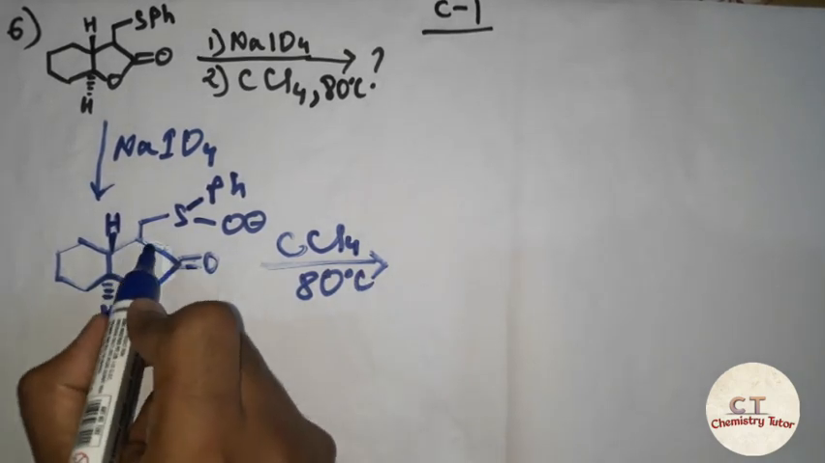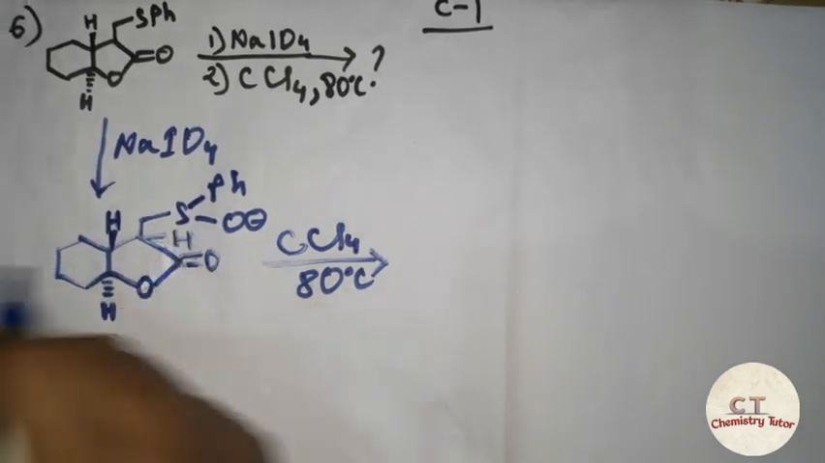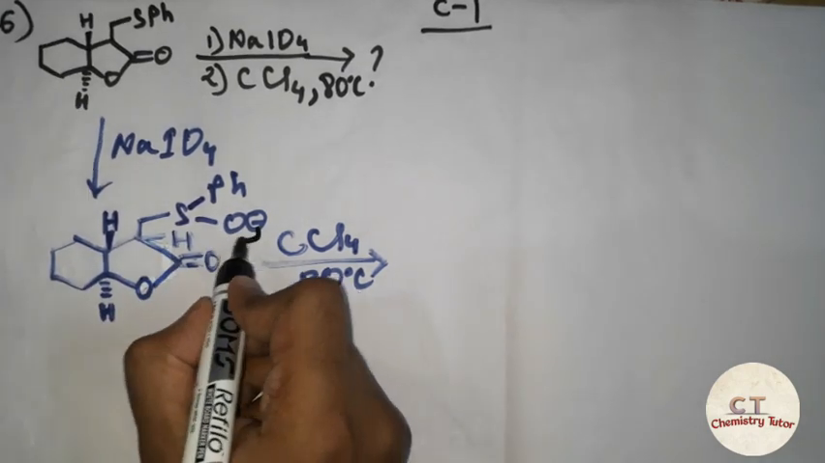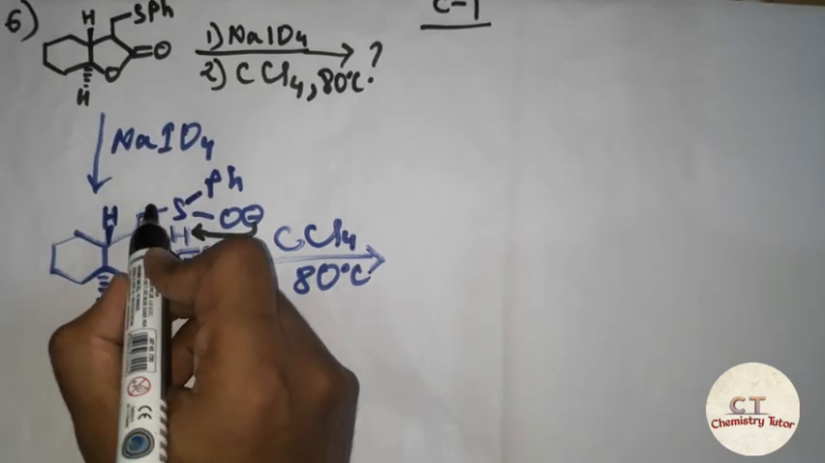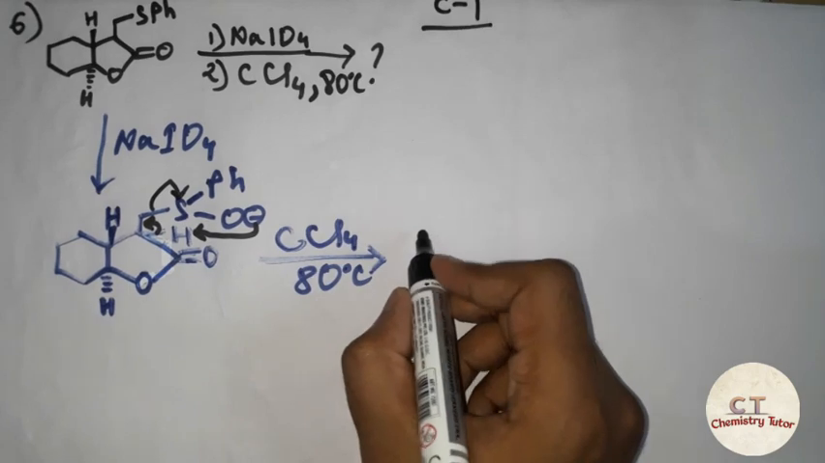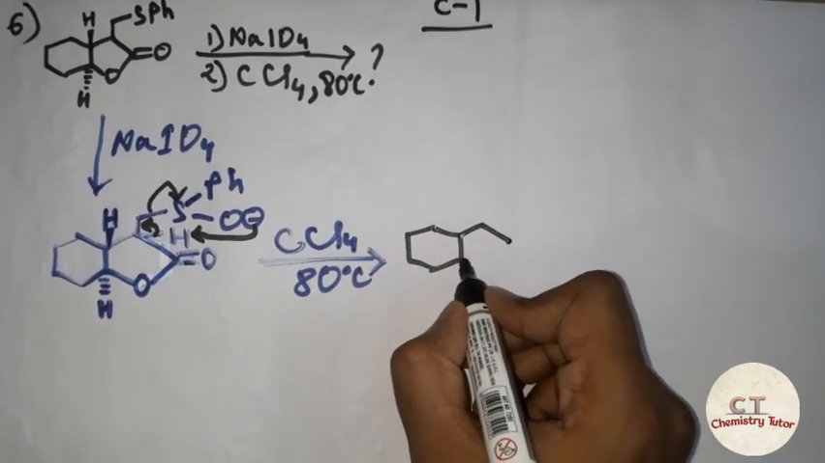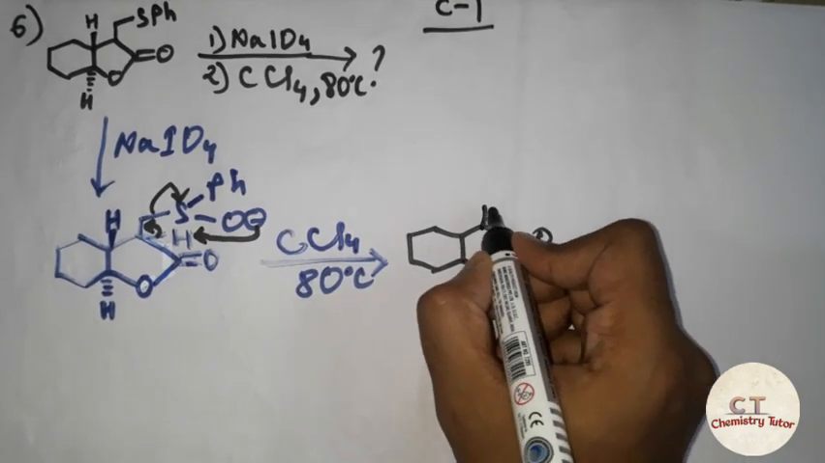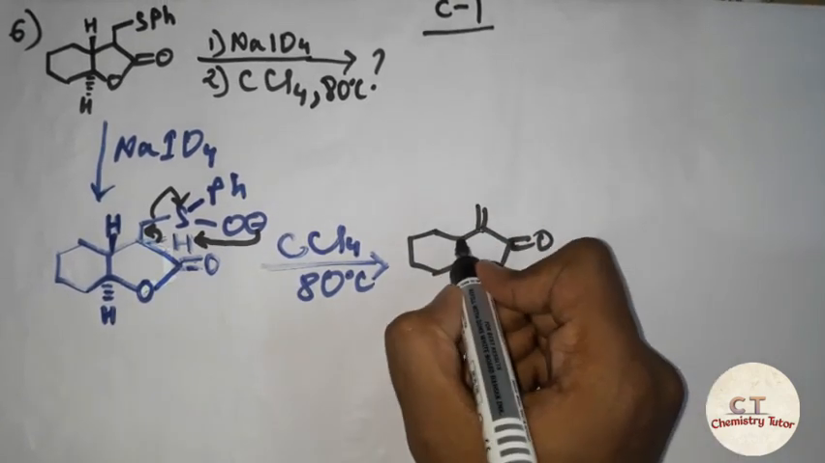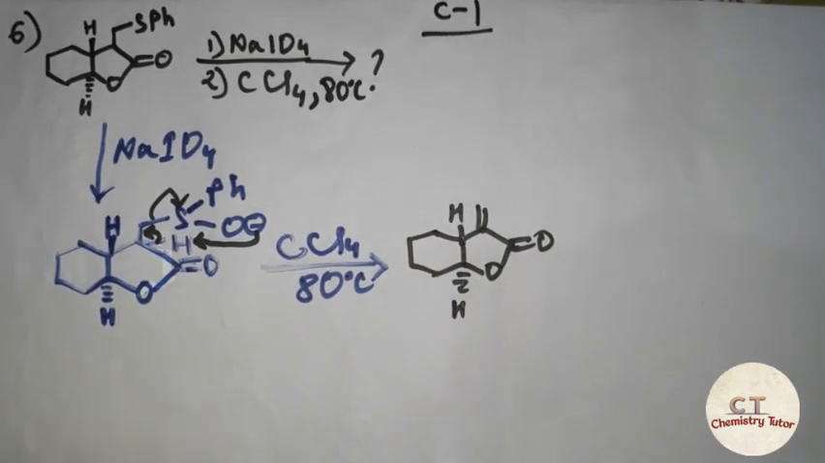Okay, how will it take place? There is a hydrogen atom. Now this O minus will abstract this proton, and there will be formation of a double bond, and this will eliminate, and we get the product as this. This is the final product of this reaction. Okay, so this is the final product.